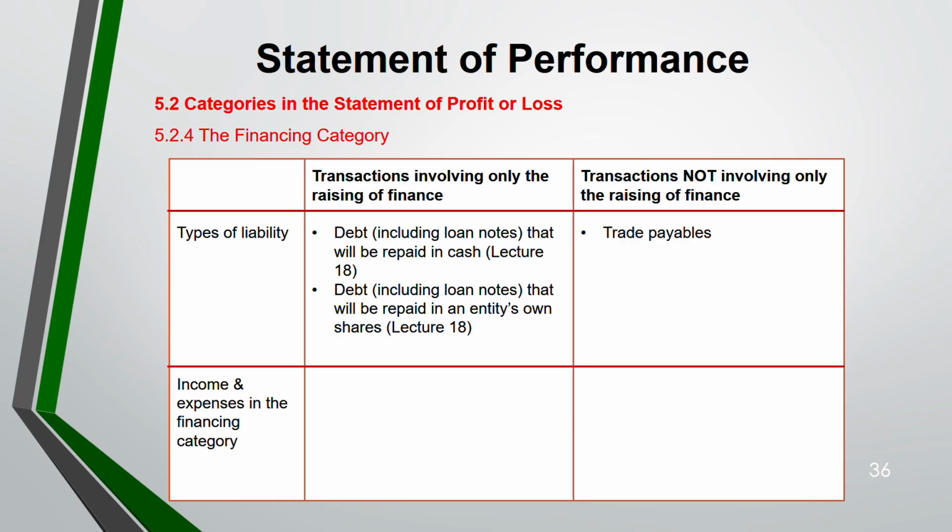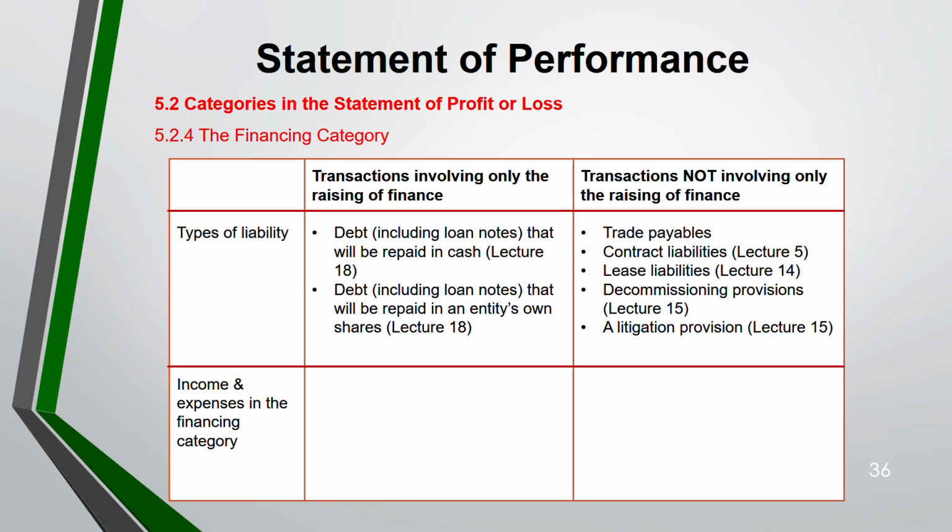Okay. Those liabilities which do not occur only for raising of finance could be for any other purpose. One, your trade payables, not only for raising finance. Next, contract liabilities, which we are going to cover in lecture 5 under your IFRS 15. Lease liability, we are going to cover in lecture 14 under your IFRS 16. Then decommissioning provision under lecture 15, IAS 37. A litigation provision, again lecture 15. And government grant, lecture 9 under IAS 20. So this type of liabilities are not only for raising finance.